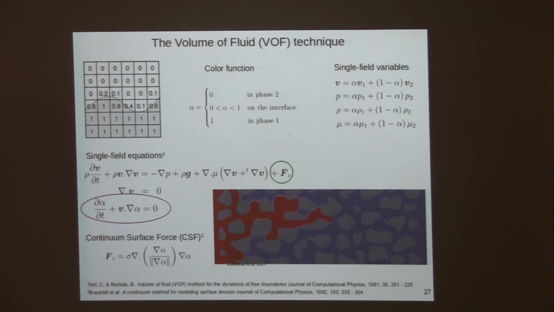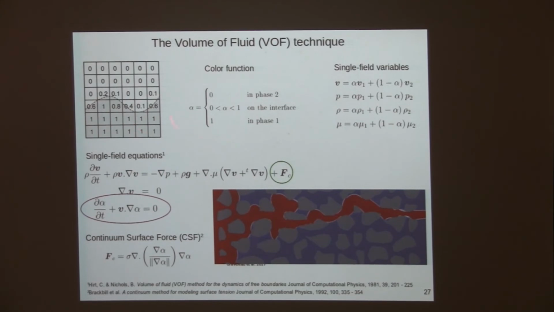So, to conclude, some words about the volume of fluid technique. This is the technique we use. It's widely used, and this is the one implemented in OpenFOAM. In the volume of fluid technique, we consider a color function, alpha, that is 0 in one phase and 1 in the other phase. In the cells that contain the real interface between the two fluids, we have an intermediate value.